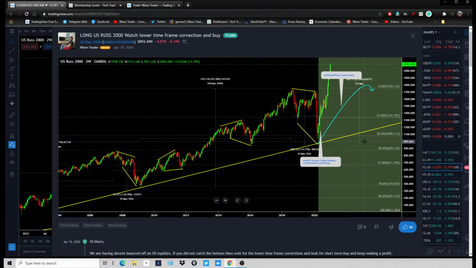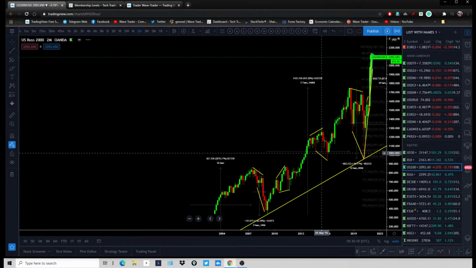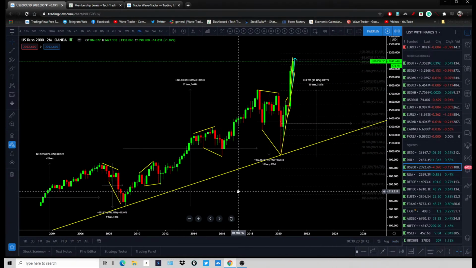This chart has gained 100% since March. Small caps have gained 100% since March. So it's not normal, guys. That's not normal. Just look at this chart.